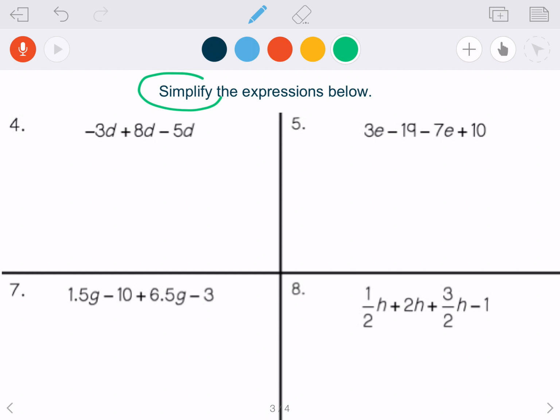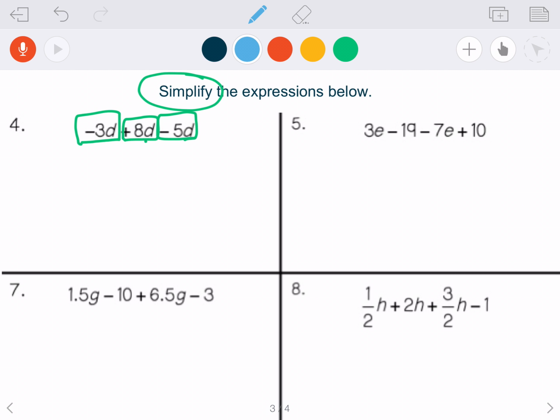So now that we know what like terms are, now we're going to combine like terms to do what we call simplifying an expression. To simplify an expression, all that means is that we're going to put all the terms that are alike together until we can't put any more together. So let's look at these. For number 4, all right, let's look at this first term, negative 3d. Okay, I'm going to put a box around it. The next term has a d, so that's a like term to 3d. And then I have another d term, so all of these are like terms.